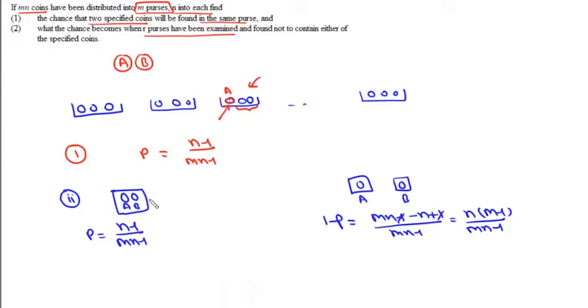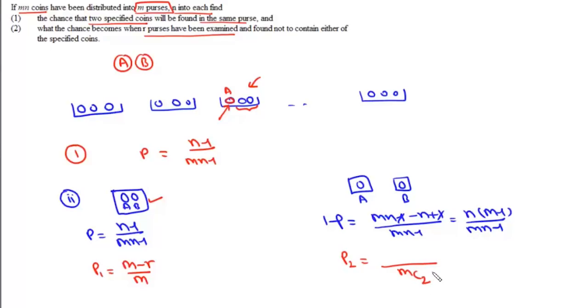Now when A and B are together and r purses have been examined, then the probability that they occur in the remaining m minus r purses will be given by (m minus r) by m. So in total we have m choices, and the favorable cases are those not present in the first r purses. Now in this case, say P2, both of them are in separate purses, but still they are not in the first r.